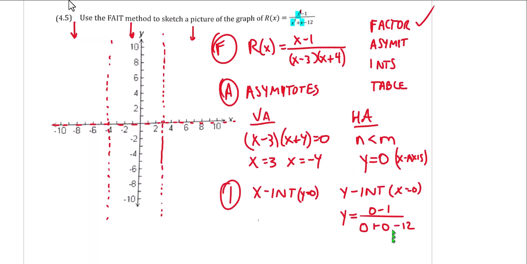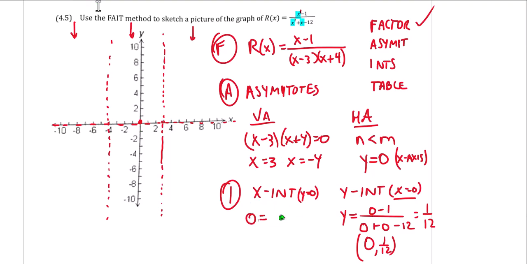I am getting, what is this? This is negative 1 over negative 12, which is 1/12. It's a little ugly, but whatever. So when x equals 0, y equals 1/12. So there's one point. x equals 0, y equals, that's going to be about right there. It's almost at the origin. So that's my y-intercept.